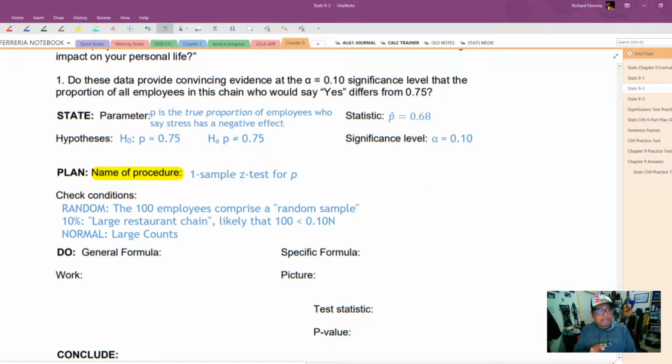So for the normal condition, we have to do large counts. Anytime we deal with proportions, it's going to be large counts for the normal condition. np is equal to 68, which is greater than or equal to 10. Again, I didn't do any math.